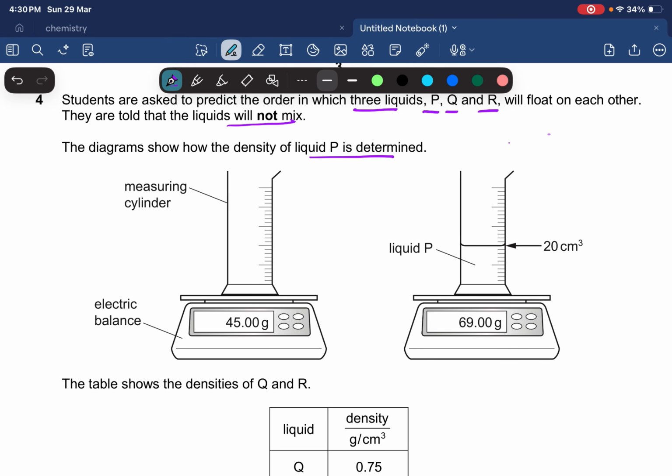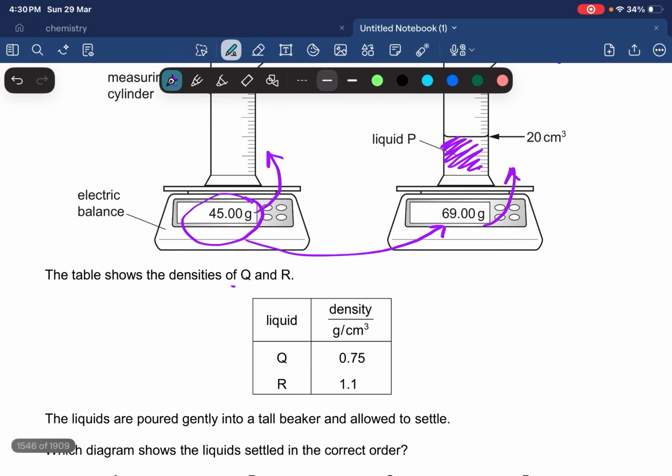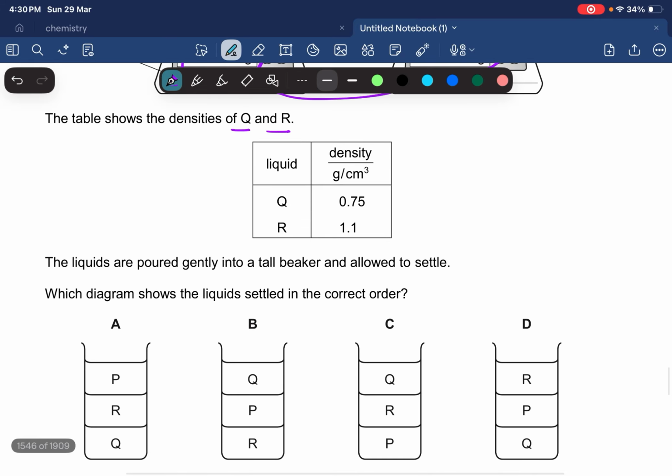Density equals mass upon the volume. Okay, so I guess over here first they're going to find the mass on an electric balance of the empty measuring cylinder, then they add the liquid into it, then measure the mass, then subtract the two masses, and they're going to get the mass of the liquid. The table shows the densities of Q and R. The liquids are then poured gently into a tall beaker and allowed to settle. Which diagram shows the liquids settled on top of each other?